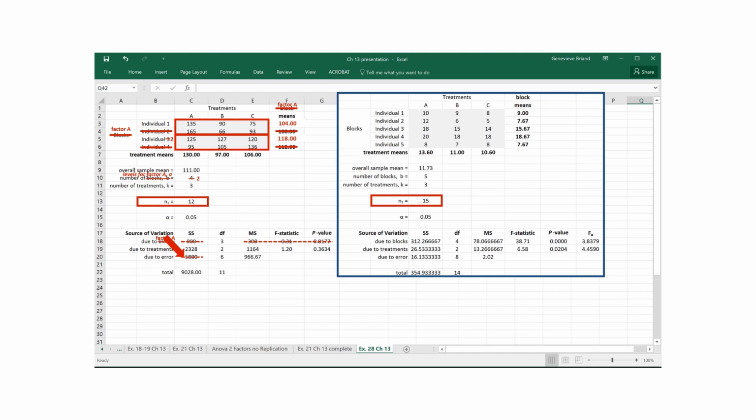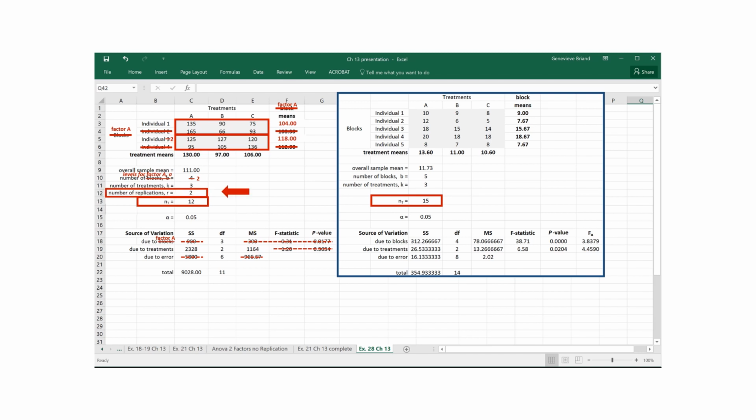And since the sum of squares due to error is computed by subtracting sum of squares due to factor A from total sum of squares, that's going to change too. And since mean square due to error is equal to the sum of squares due to error divided by the degrees of freedom, the mean square is also affected. And finally, since the F statistic for the treatment effect is equal to the mean square due to treatment divided by mean square due to error, it and its p-value are affected too.